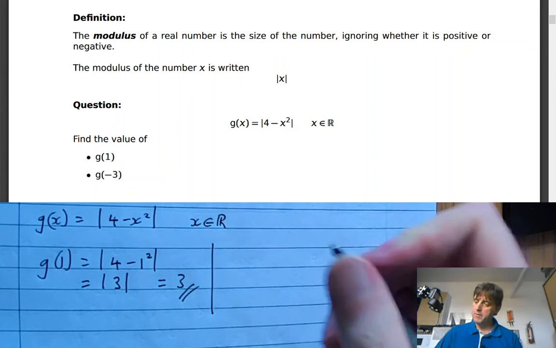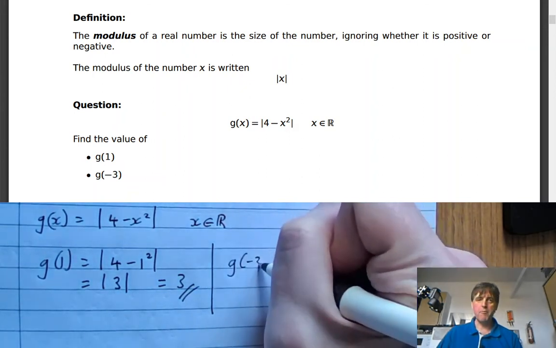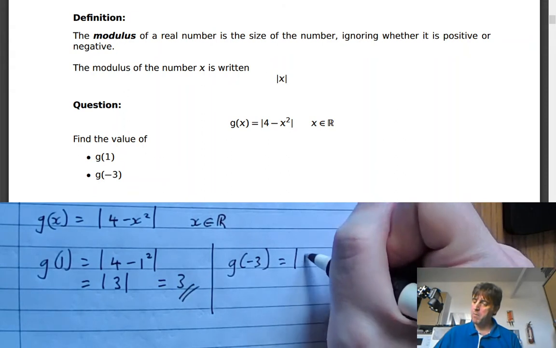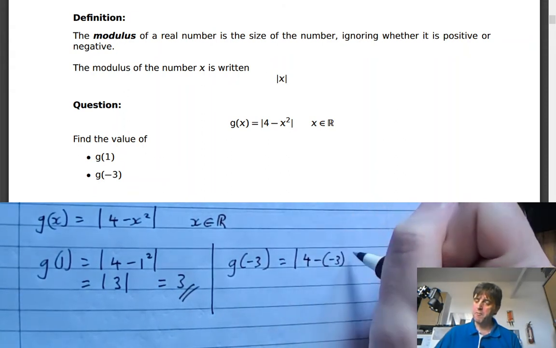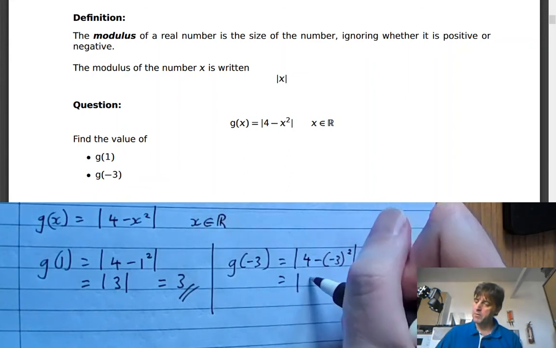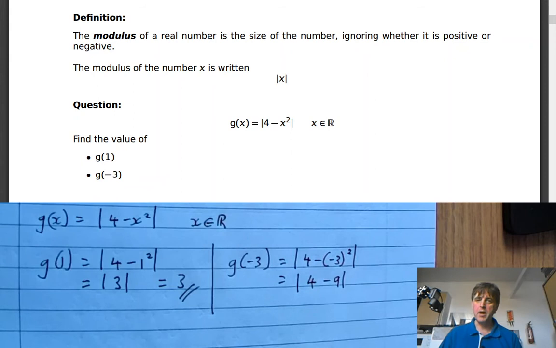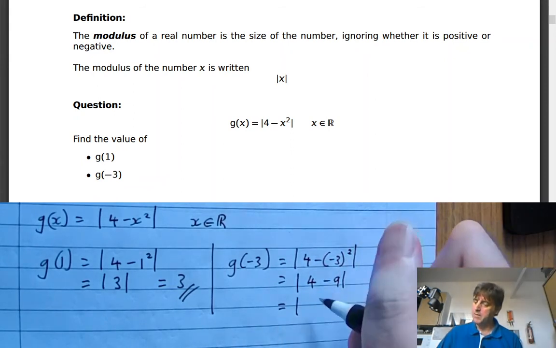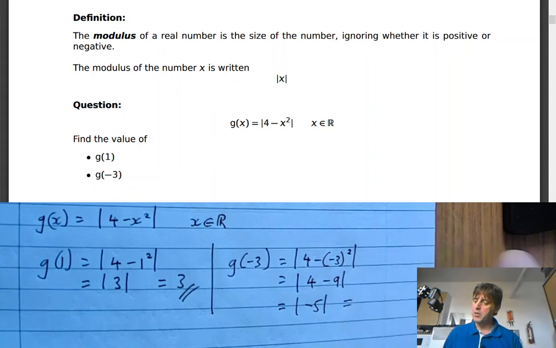What about if our input number was -3? So g of -3 becomes the modulus of 4 minus -3 squared. -3 squared is of course +9, so this becomes the modulus of 4 minus 9, which is the modulus of -5. And the modulus of -5 is just the size of the number, ignoring the fact it happens to be negative, and that is the number 5.